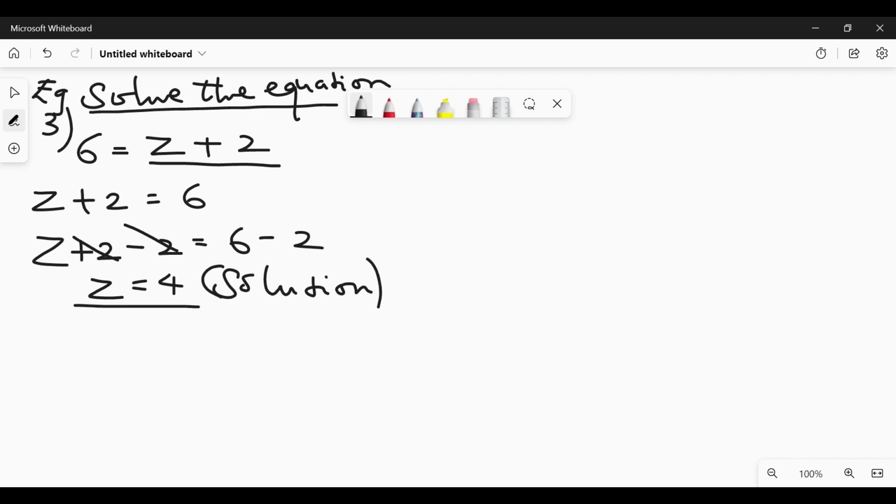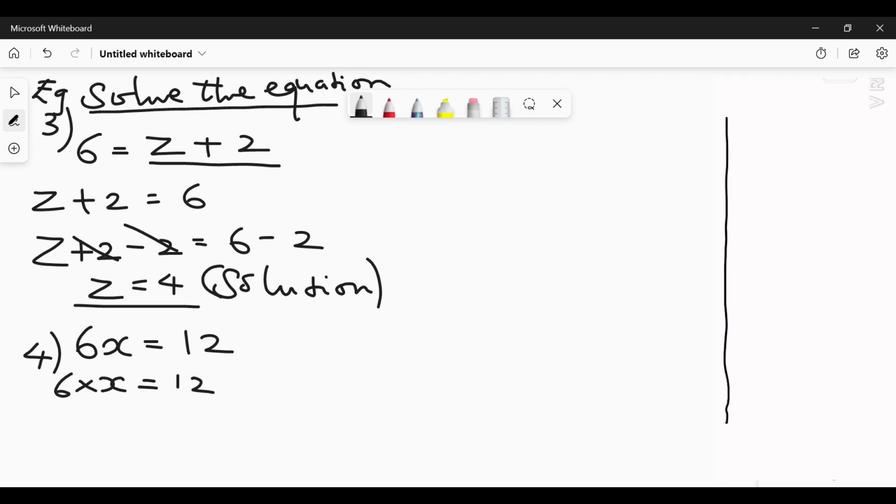Let's move on to the fourth example. Now you can see the example I have taken is 6x equal to 12. Now what is meant by 6x equal to 12? That means 6 times x equal to 12. Now this time you can see the number 6 is getting multiplied with x. So in this context, I would like to teach you a concept called multiplicative inverse.